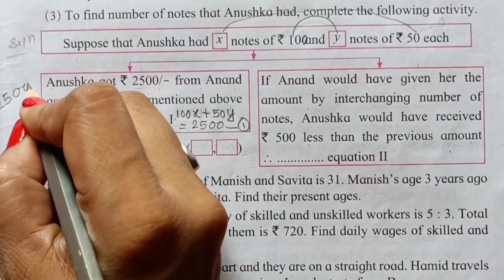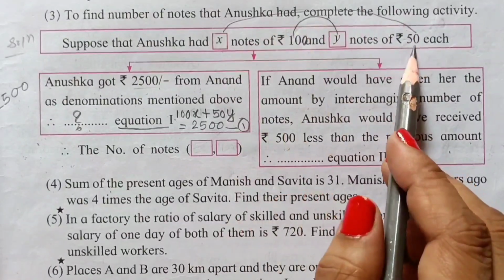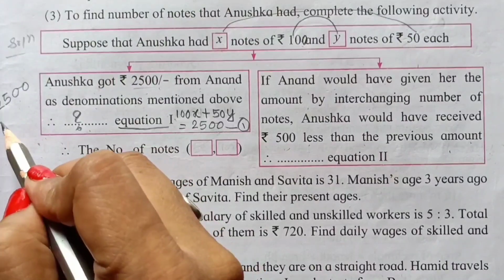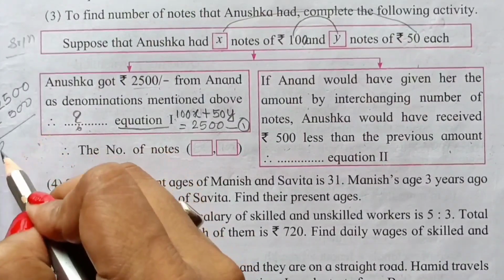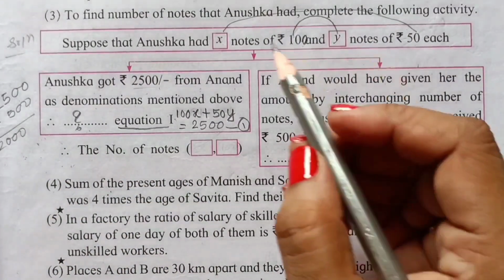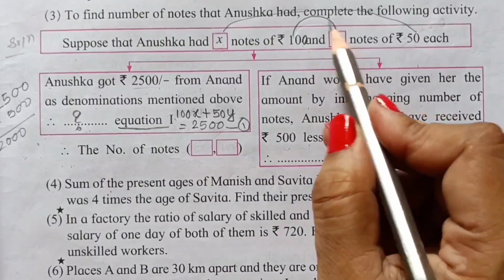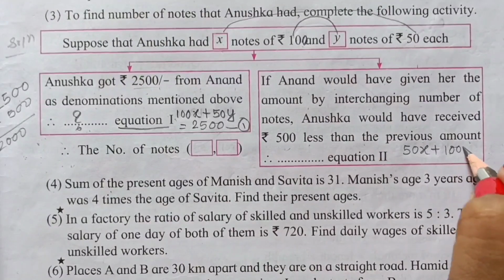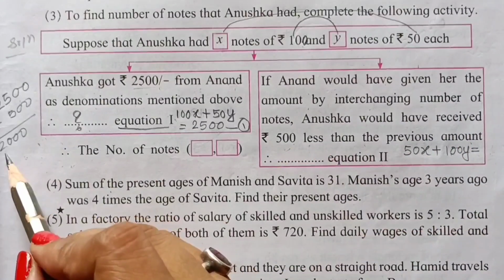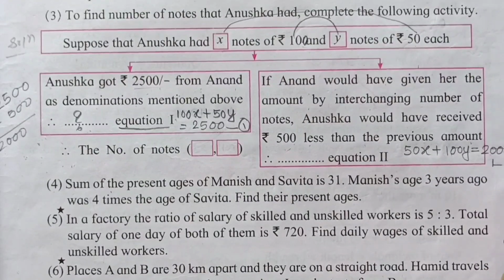Okay, and she will be receiving 500 rupees less if she gave x notes of 50 rupees and y notes of 100 rupees. That means we will have to subtract 500 and she will receive 2000 rupees only. So what will be the equation? Second equation: x notes of 50 rupees, that means 50x, plus y notes of 100 rupees, that means 100y, equal to 2000 rupees. In this way, this is equation number 2.